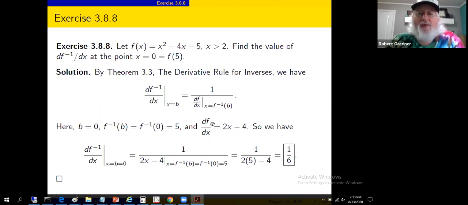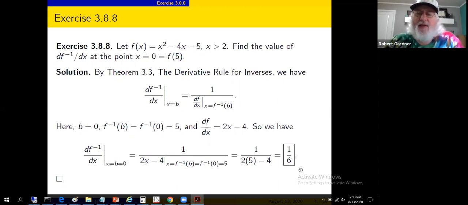So we need the derivative of the original function. Differentiate this function, easy, 2x minus 4. So df dx is 2x minus 4. Now plug the right thing in the right place. So the derivative of the inverse evaluated at b, evaluated at 0, what they wanted, is 1 over the derivative of the function, 2x minus 4, evaluated at f inverse of b. That is f inverse of 0, that is at 5. They told us that. So we plug 5 in for x, we get 1 over 2 times 5 minus 4, that's 1/6.